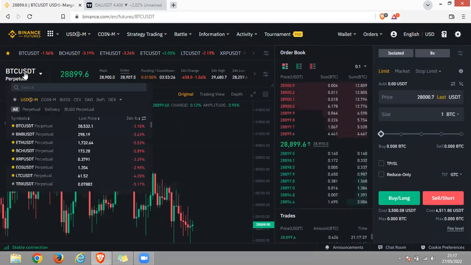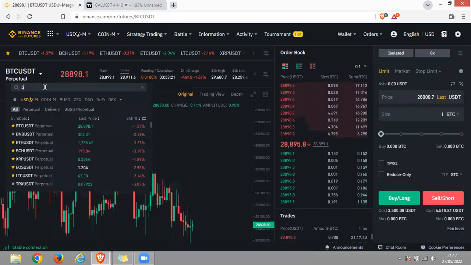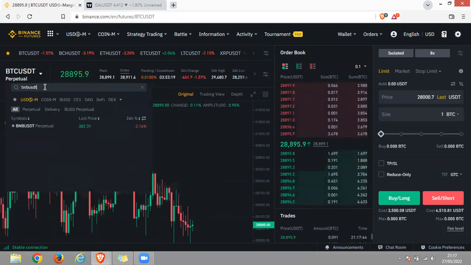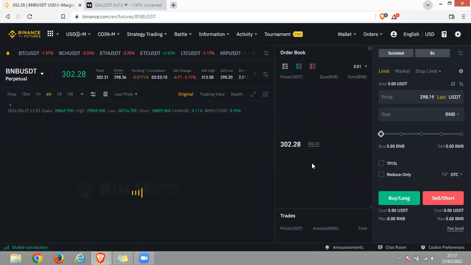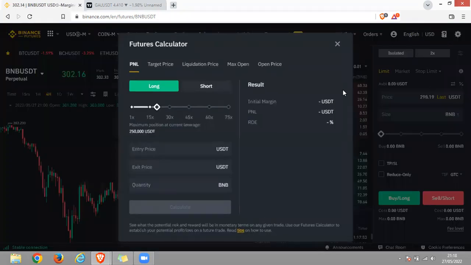Guys, bear with me. Let me switch to BNB, Binance Coin. I like using coins with exact value. So we have BNB here. I'll come back to my Binance calculator. Now I want to know my profit as against my loss. Where did I enter BNB? Look at the price here, 302. Let's assume I bought BNB at 302.